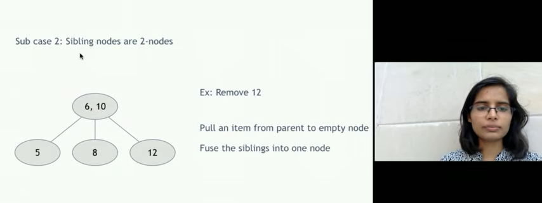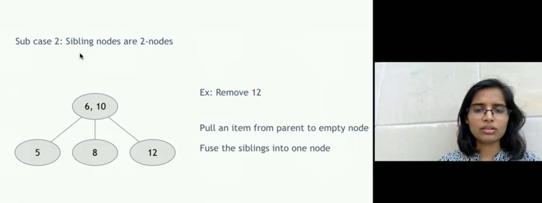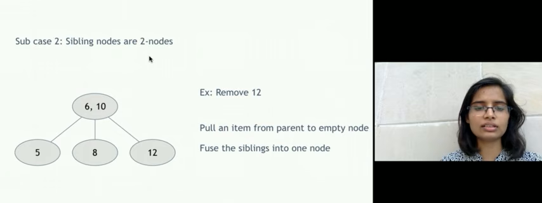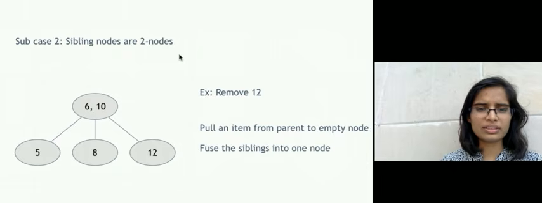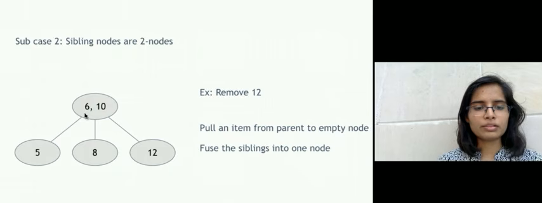Now let's look at subcase 2. In this, the sibling nodes are 2 nodes, but the parent nodes are still 3 or 4 nodes. So in this case, let's see, we remove 12. So does it satisfy these properties? I guess yes. So sibling nodes 5 and 8, both are 2 nodes, both have just one value, and the parent is not a 2 node, it's a 3 or 4 node.